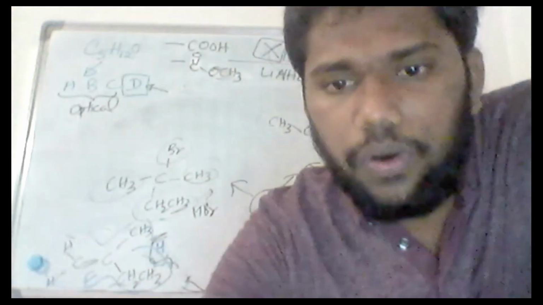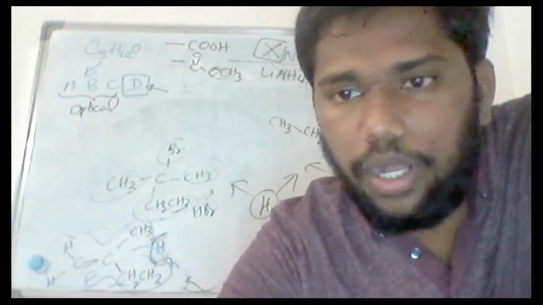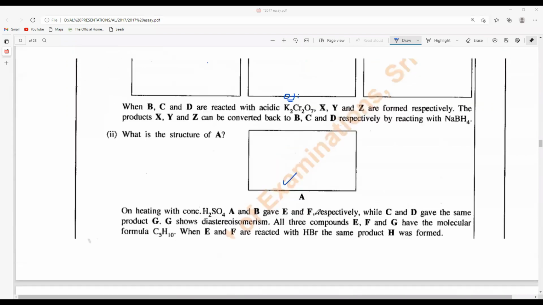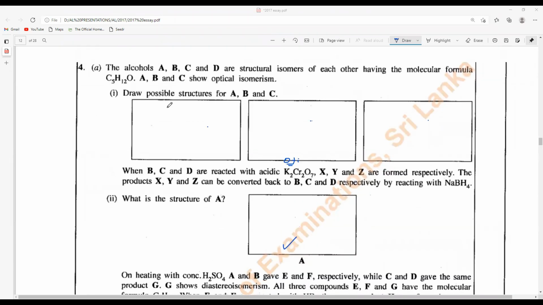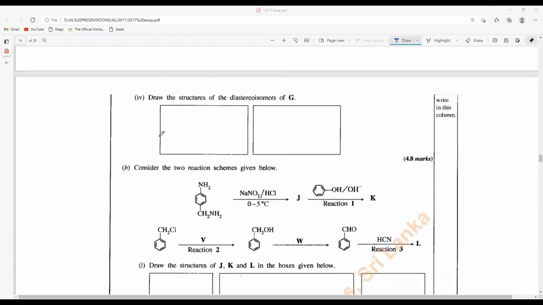Okay, so this question is not hard, but you have to organize it and arrange it in a particular order. Otherwise, you will be lost. So this is a very nice organic question, I would say. So you know all the structures. And draw the structures of the diastereomers of G. So we know G, there was CH2, CH3, and CH3. So you can draw the cis-trans configuration of G. Okay, it is very simple.